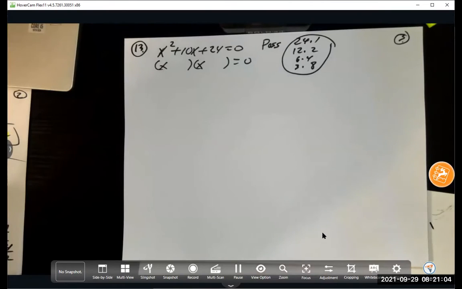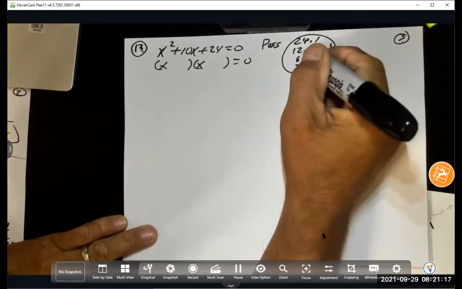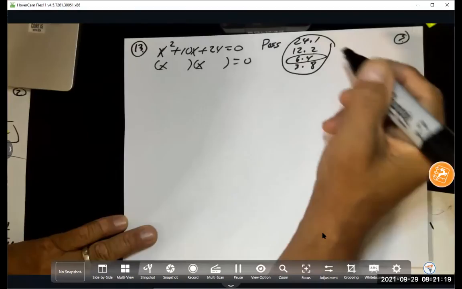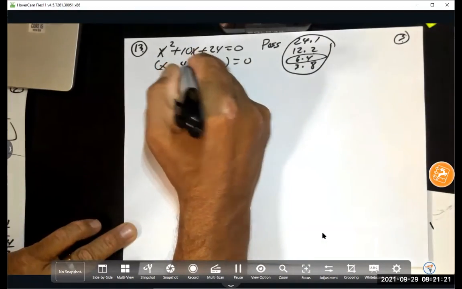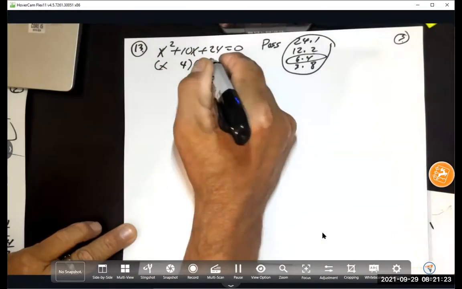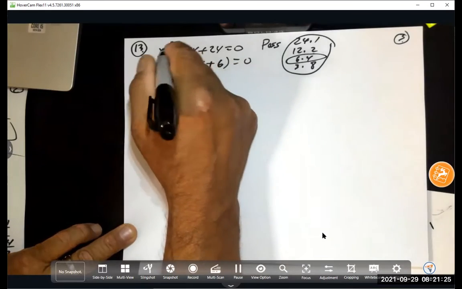Which one gives you 10 if you add them up, and if you multiply them, you get 24? Pick one. 6 and 4. Yes, I think 6 and 4, because you're adding, you're not subtracting anything. So I'm going to put plus and plus, because that's all we have up here.